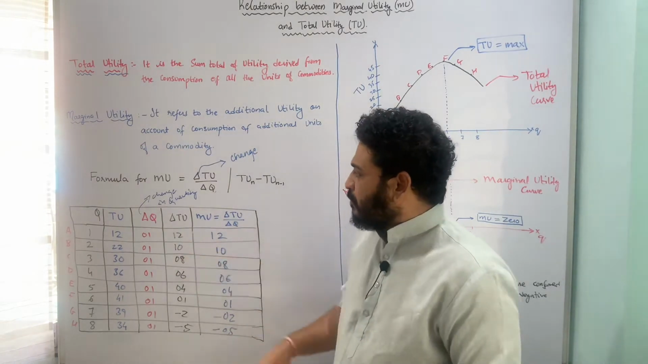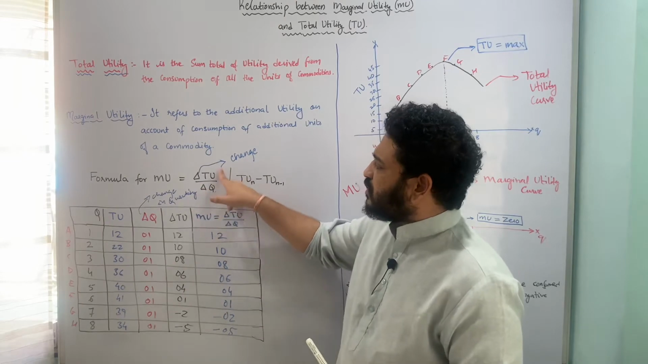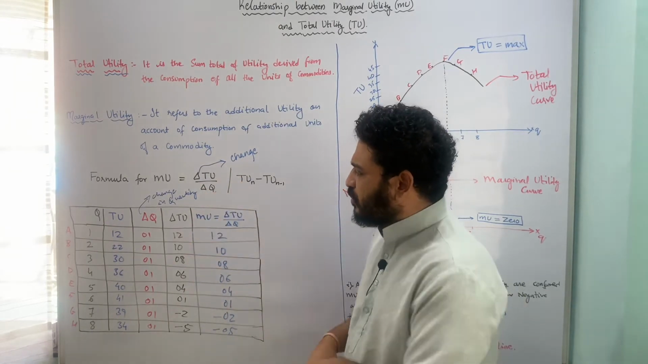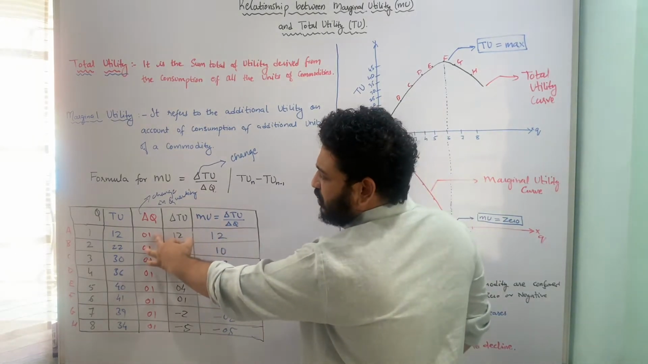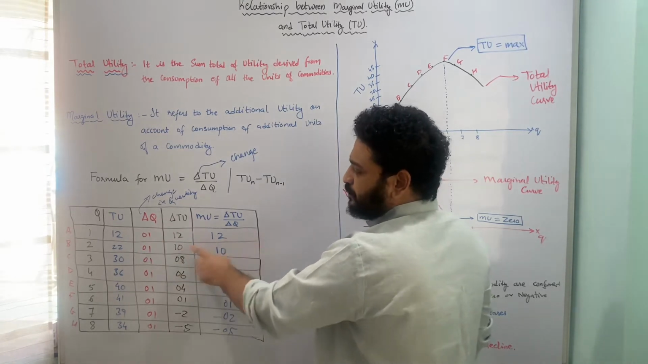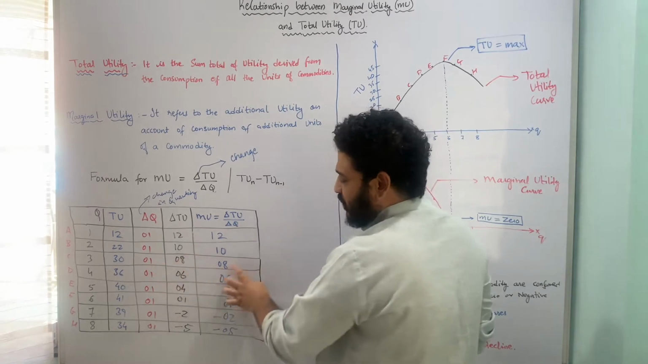Okay. So now the formula for marginal utility is change in total utility divided by change in quantity. So here change in total utility is how much? In the first case it is 12. What is the change in quantity? 12 divided by 1 gives me 12. Then 10 divided by 1 gives me 10. 8 divided by 1 gives me 8.